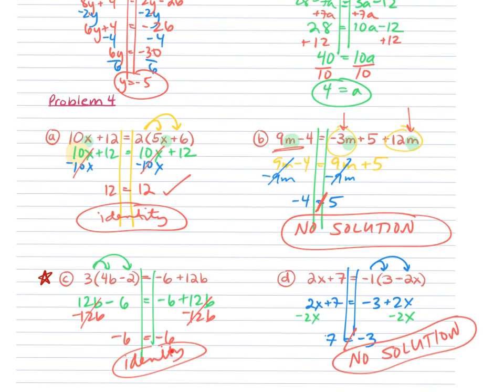Okay, so this one ended up being an identity because we've got the same thing on both sides. And then this one ended up being no solution because 7 never equals -3. Okay, that's it. Enjoy.